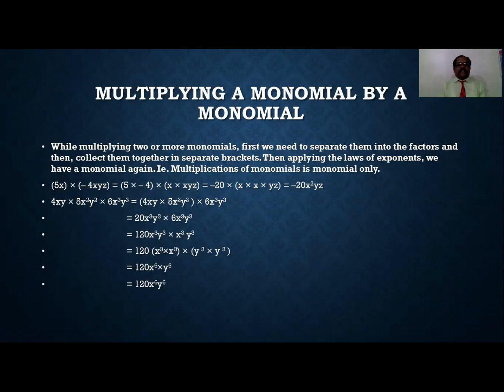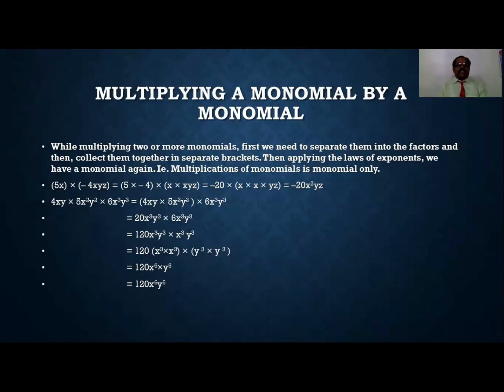Today we are discussing a topic from standard 8, that is algebraic expressions. This is the second video on algebraic expressions. In the previous video we have seen how to add and subtract monomials, binomials and trinomials, that is, in general, polynomials. Today we are discussing multiplication: how to multiply a monomial by a monomial, a monomial by a binomial, or a binomial by a binomial and so on.